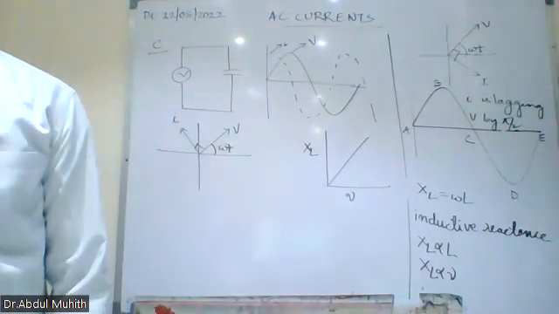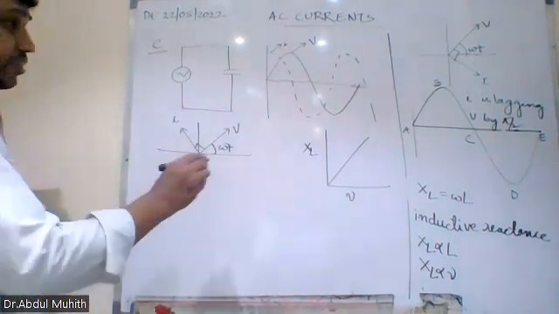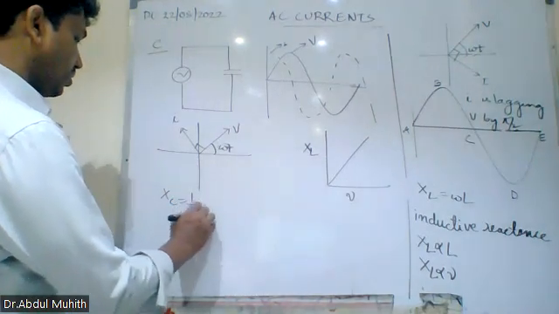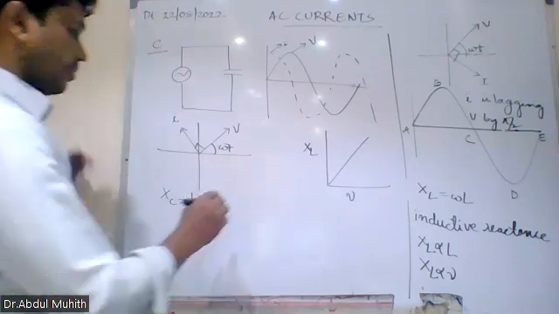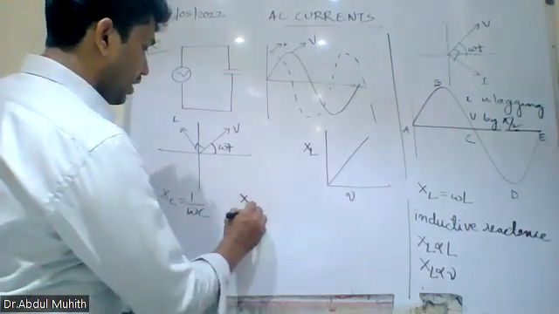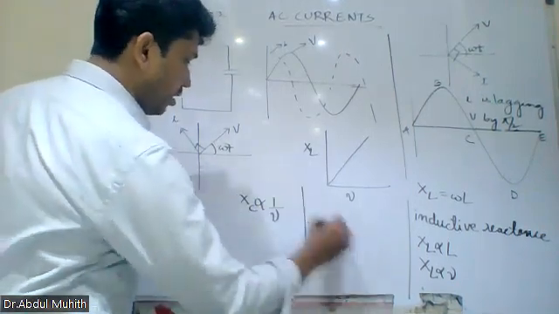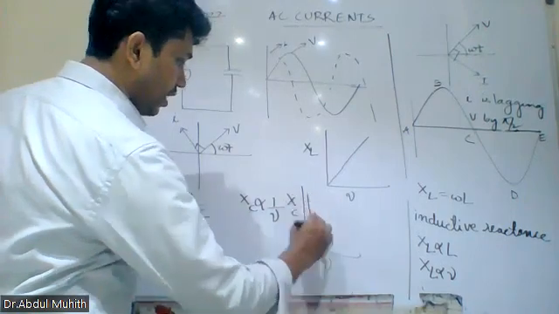Now the next one is the capacitor, which we have seen. Here we have XC equal to 1 by omega C. This is said to be the capacitive reactance. In capacitive reactance, as the frequency increases, XC is inversely proportional to the frequency. If you are drawing the graph of XC versus frequency, the graph is like this.